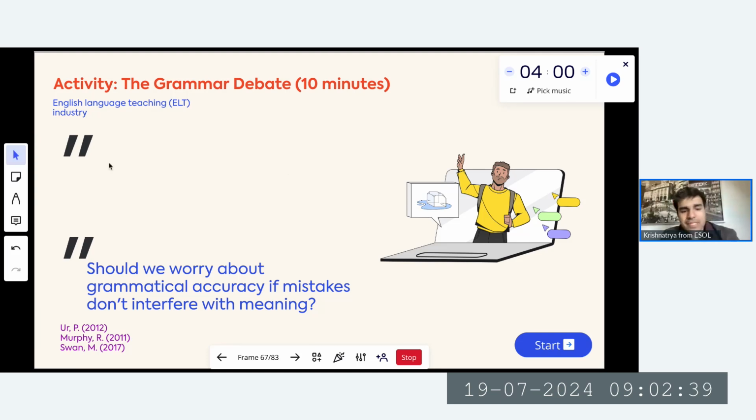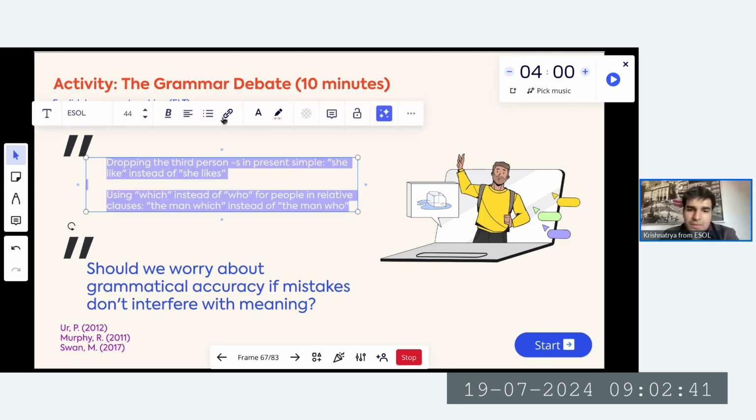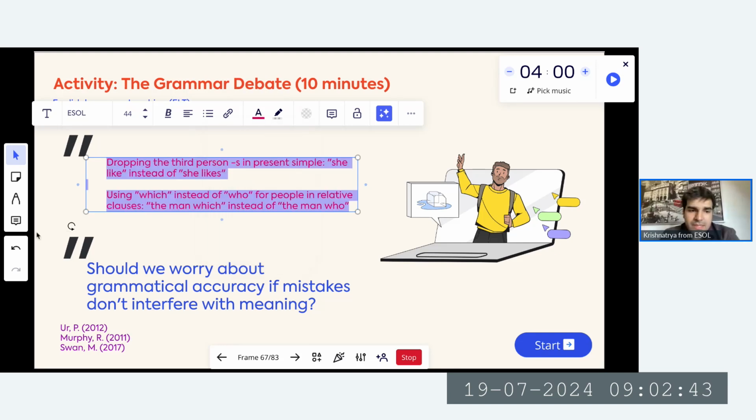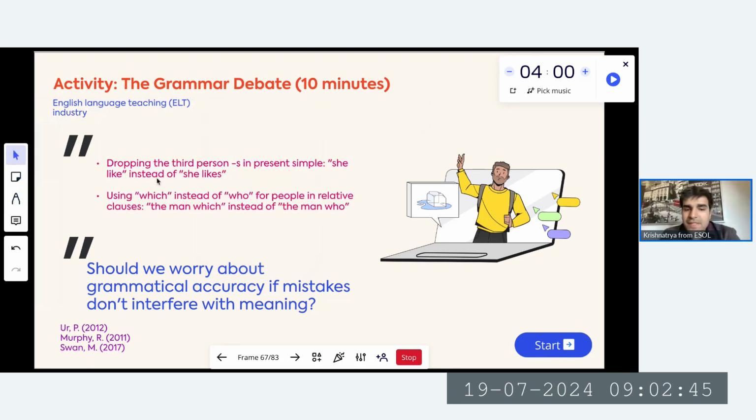For example, I have written 2 examples for us. Have a look at the screen, please. The examples are, if somebody is dropping the S when saying the sentence, she likes ice creams. Instead of saying she likes, you say she like ice creams.